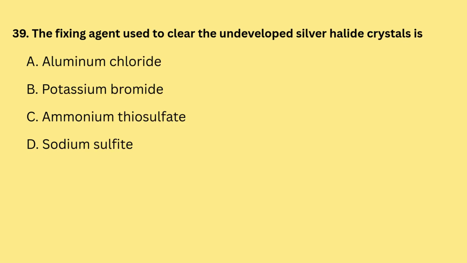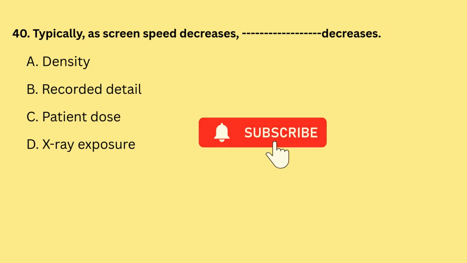Number 39. The fixing agent used to clear the underdeveloped silver halide crystals is A. Aluminum chloride, B. Potassium bromide, C. Ammonium thiosulfate, D. Sodium sulfite. The answer is D.